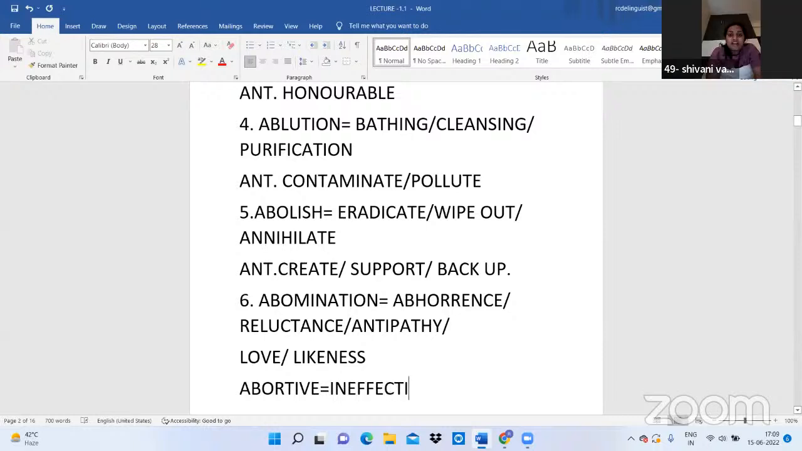Sir, can we say the whites abominated blacks on the basis of race? Yes, ma'am. The whites abominated blacks on the basis of race. Yes, we can say like this.